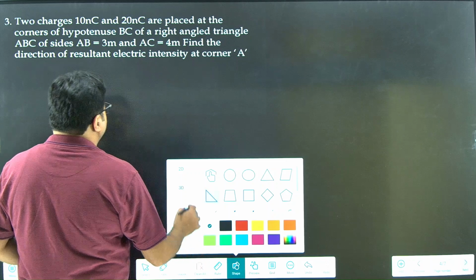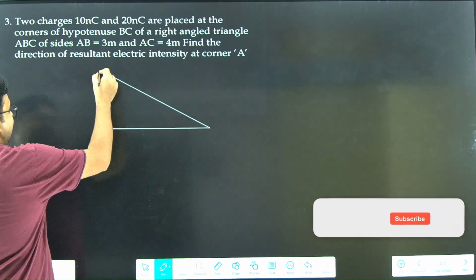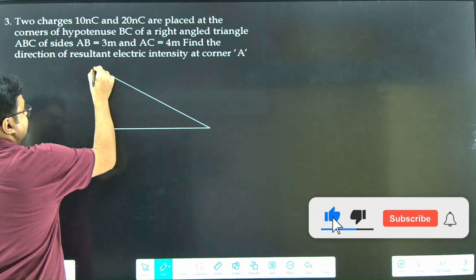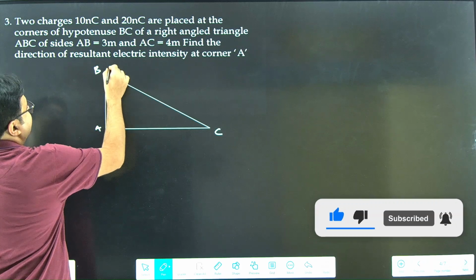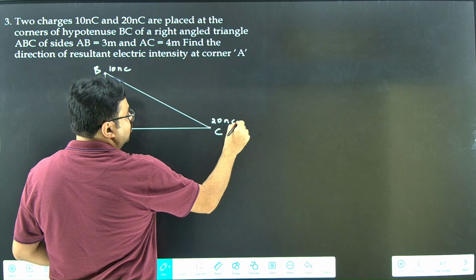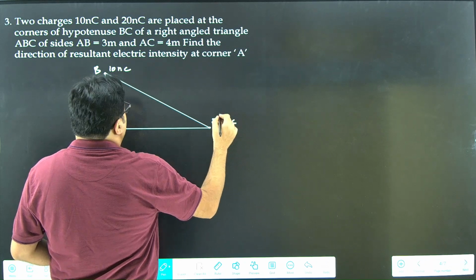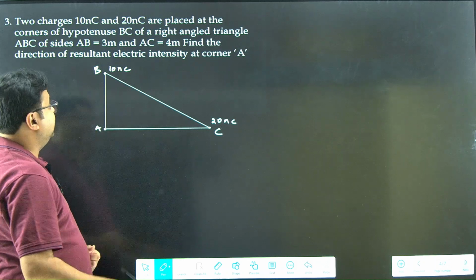It's the same triangle as in the previous case. Let me draw the triangle out. We'll name this triangle ABC like in the previous case. And here you have a 10 nanocoulomb charge, and here you have a 20 nanocoulomb charge, right? And then at this place you have to find the electric field. How do you do that?